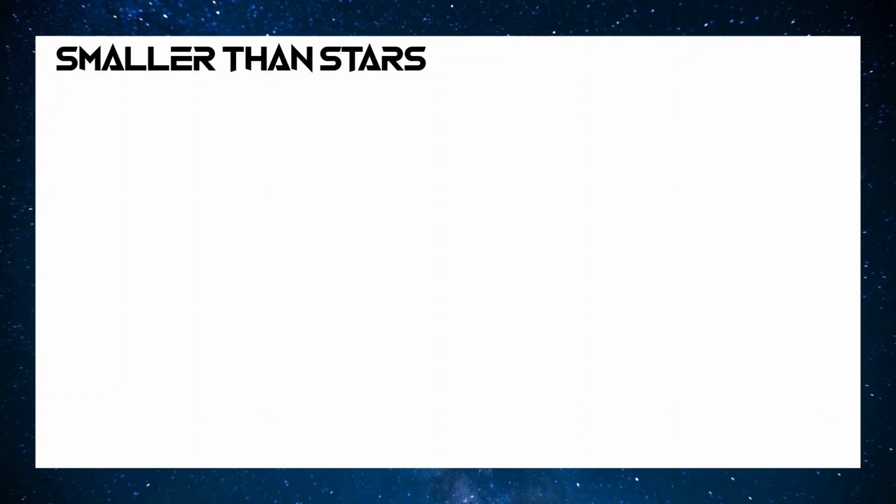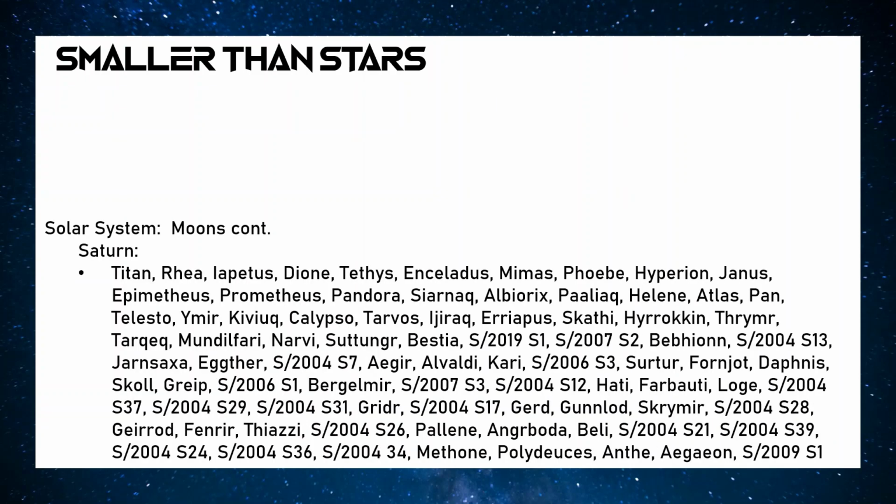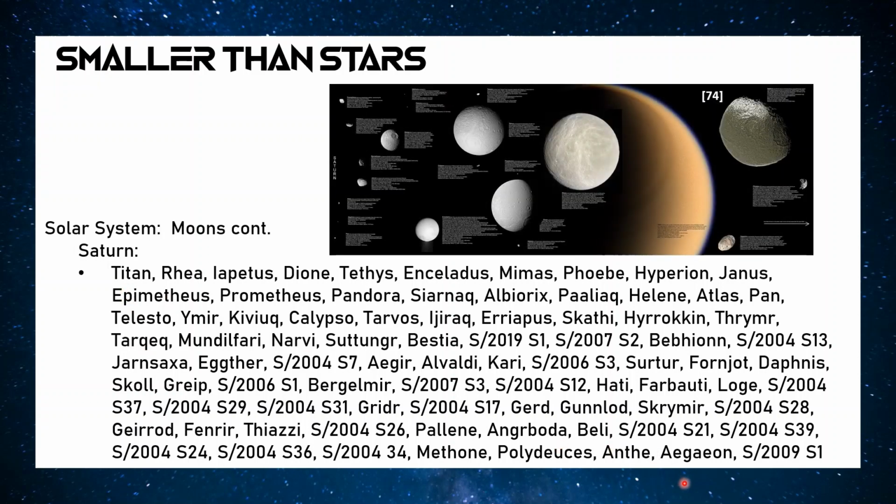With Saturn, again, it has a lot of moons here. Same sort of order, largest being Titan, all the way down to S2009 S1. So here's a selection of the moons from left to right. There's Mimas, Enceladus, Tethys, Dione, Rhea. Titan is in the background here. Iapetus is in the top right. And then there's irregularly shaped Hyperion in the bottom right, and then some other small moons here.